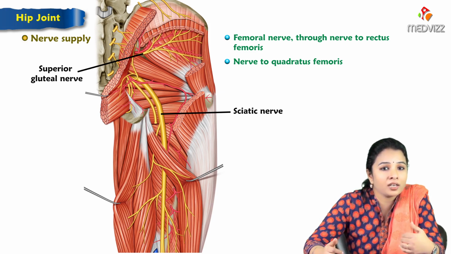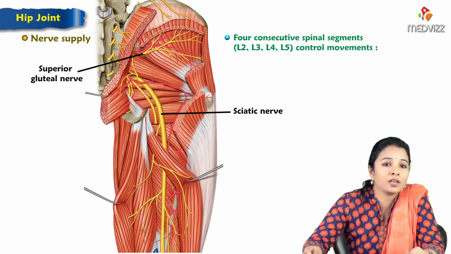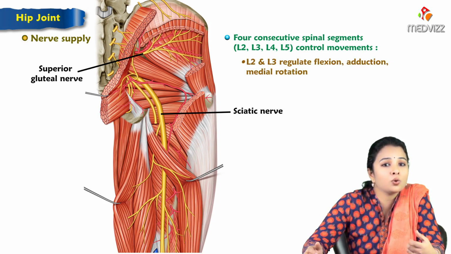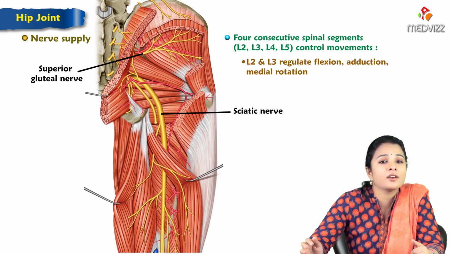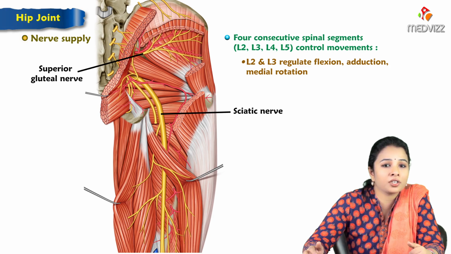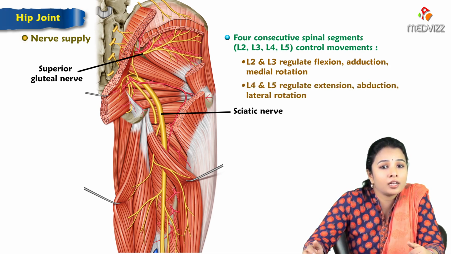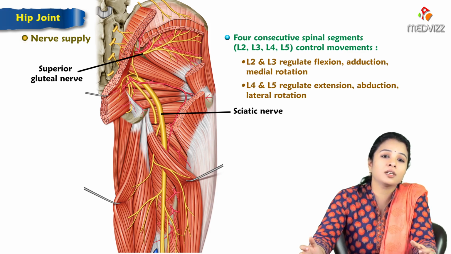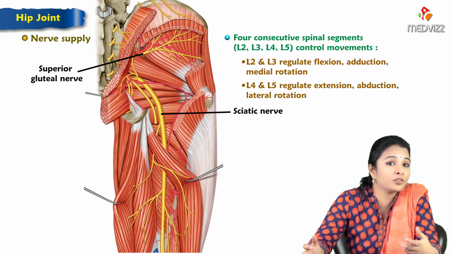So if we see the spinal segments, 4 consecutive spinal segments, that is L2, L3, L4, L5, all 4 consecutive spinal segments control the movements of the hip joint. L2 and L3 regulate flexion, adduction and medial rotation, whereas L4 and L5 regulate the extension, abduction and lateral rotation. So this is how the spinal segments are responsible for each movement of the hip joint.